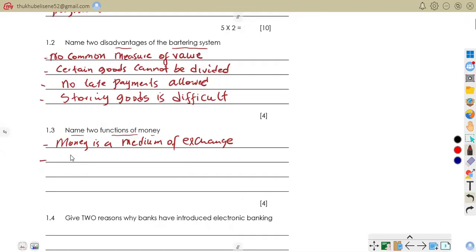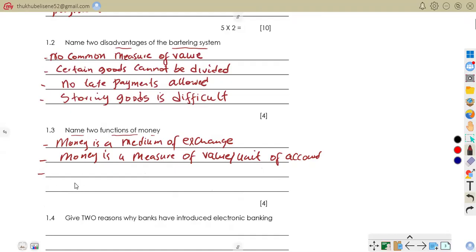Money is a measure of value, or unit of account. So, meaning to say, money allows us to put prices on goods. That is that.